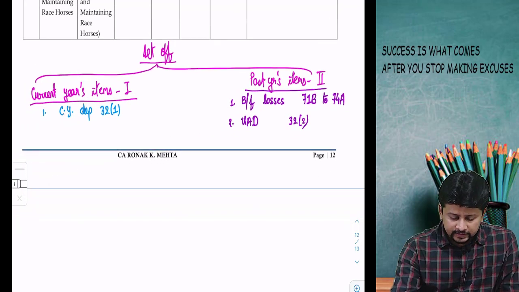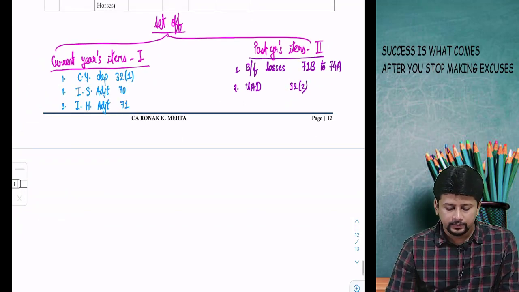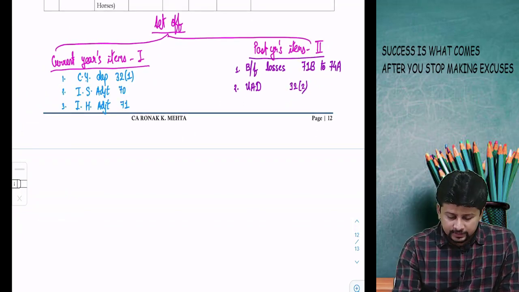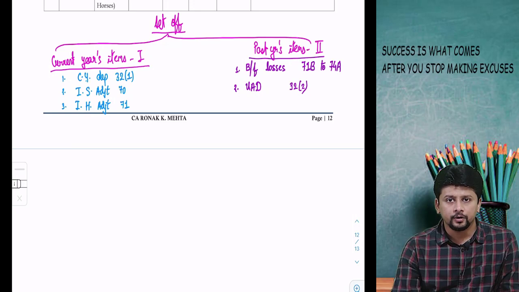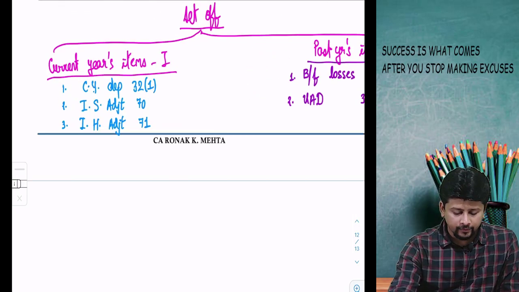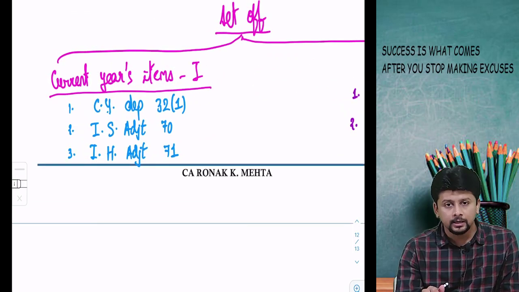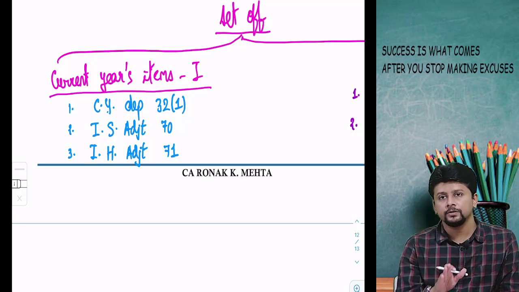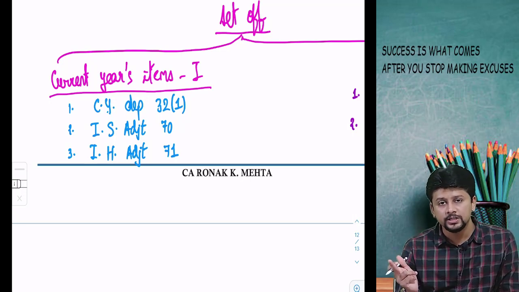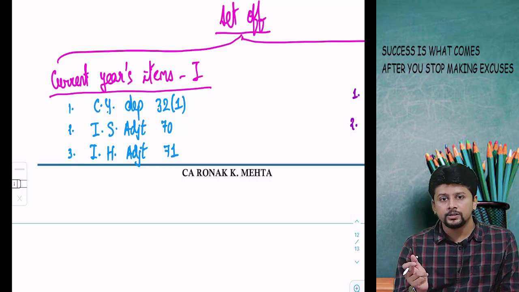So this actually is your sequence. This is your sequence of set off and carry forward. First you will give effect to current year items, and even in current year you will do depreciation of the current year first, that will be under the head PGBP. Then you will do inter source adjustment, then inter head adjustment.